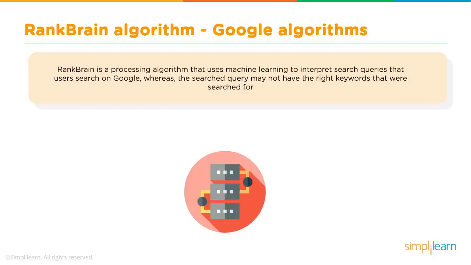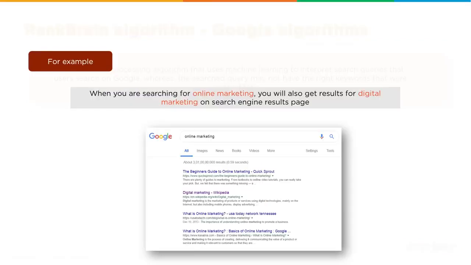And so, for example, if you're searching for online marketing, you will get results related to digital marketing on search engine result pages. Why? Because RankBrain will interpret that particular keyword. They're trying to match, based on all the data they collected, what words or phrases might have a similar meaning. So online marketing and digital marketing have similar meanings.